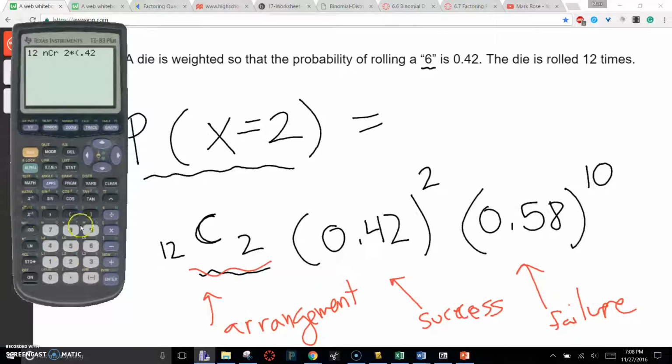0.42 to the second power, and then times that by 0.58 to the 10th. And we can see that the odds, out of 12 attempts, that I roll exactly 2 6s would be about 5% of the time. Okay. Let's try 2 more of these problems.